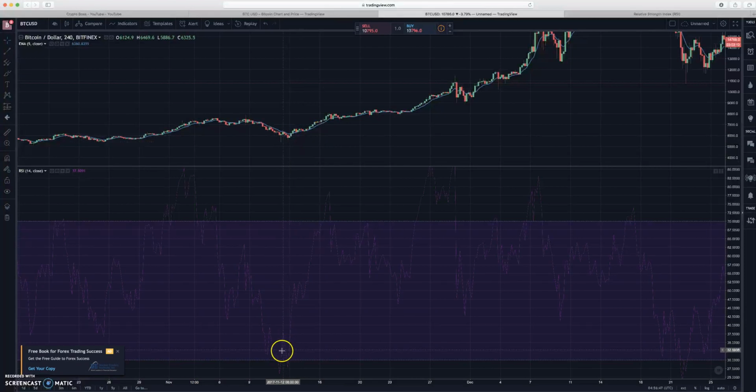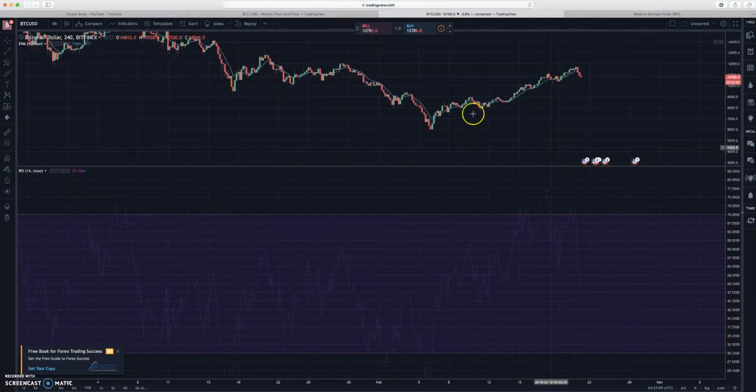And what happened then was we launched all the way up to this region, which was about 7,900. If you would have bought on the bullish divergence, you would have bought at 5,800 and you would have sold around 7,900. So that's a really good percentage return.